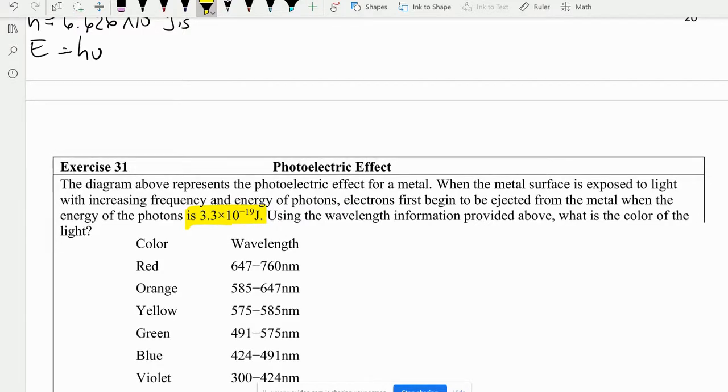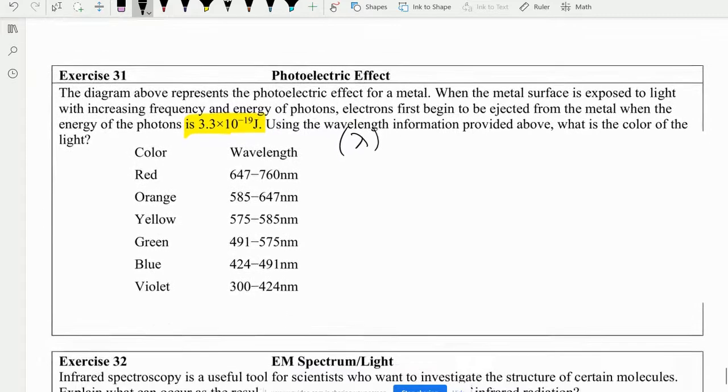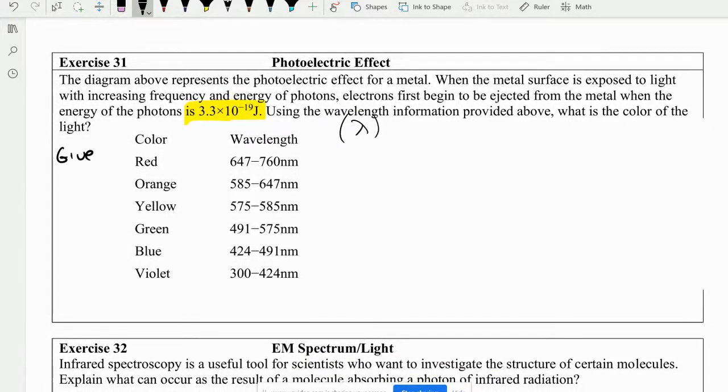But this time it is asking us, using wavelength information, there's the wavelength symbol lambda, what is the color of light that is going to actually be emitted here? So we have our givens, and I will go ahead over here on the left-hand side and just write what has been given to me. Again, I know E, 3.3 times 10 to the minus 19 joules.